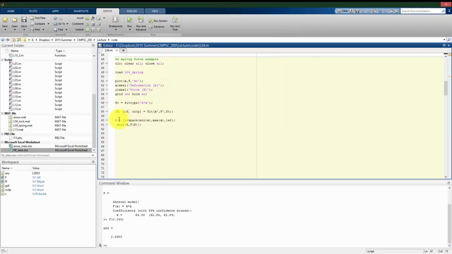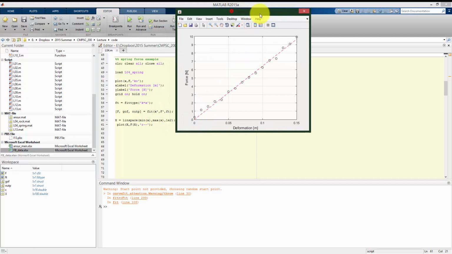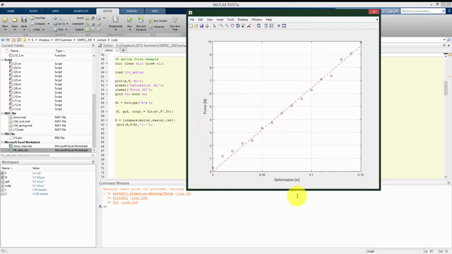So what I'm doing here is when I make X this linear space between the smallest little x and the biggest little x I have, then what I'm going to get out of this is what that fit line looks like. And here it is in this red dashed line. So this is the fit curve. This is what we expect the relationship between the force and the deformation to be using Hooke's law, F equals K times X. We see that the data we measure doesn't exactly lie on the line, but it's the best fit line that goes through our data. In this case, just a line with slope, no intercept.